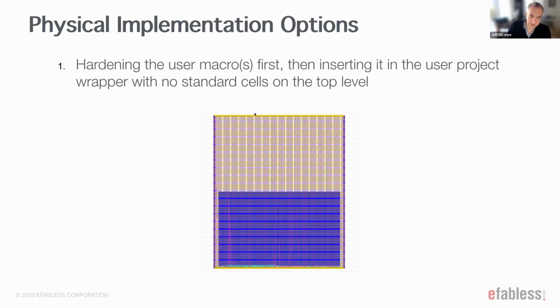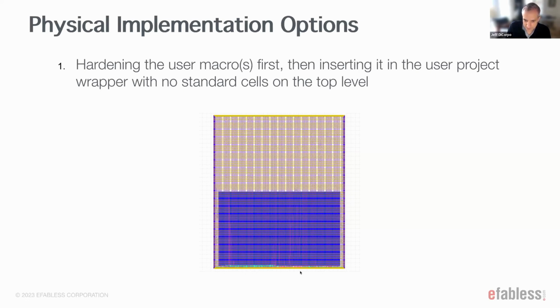This is an example of a user project example, and this is again a case where we're in the darker blue box here. You can see this is a sub macro where the logic is actually implemented. That is pre-hardened and placed inside of the wrapper. In this case, it's placed at the bottom of the wrapper, likely optimizing for connections to the bottom of the user project area.